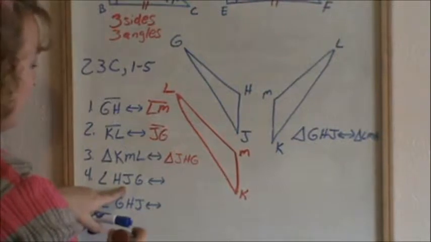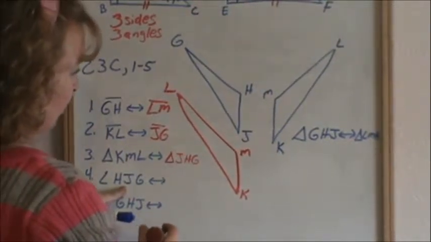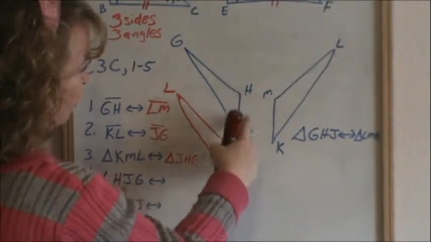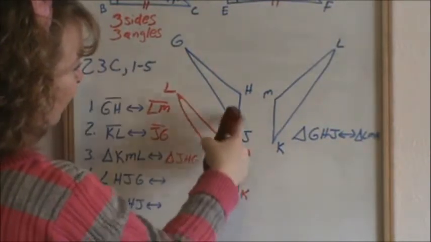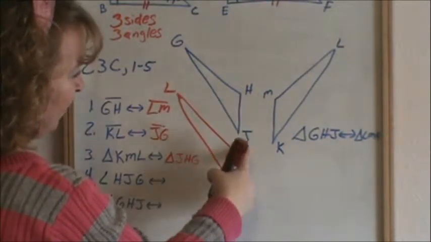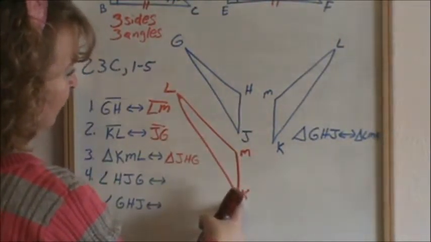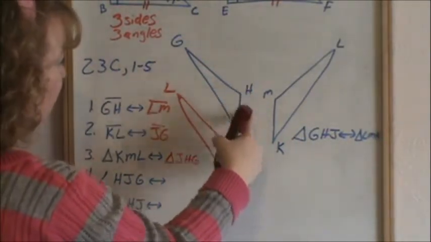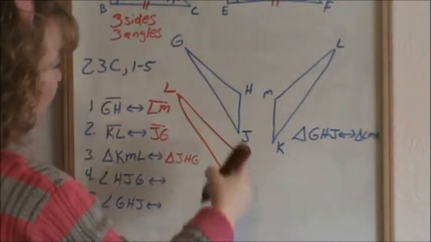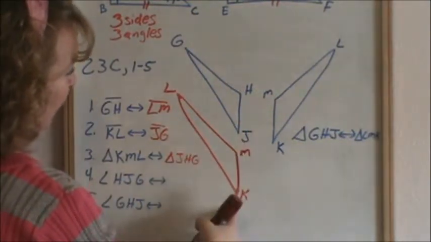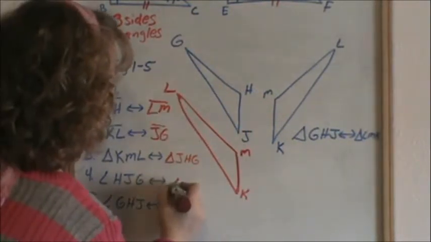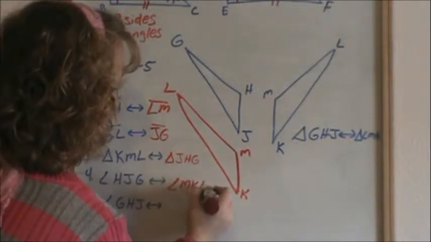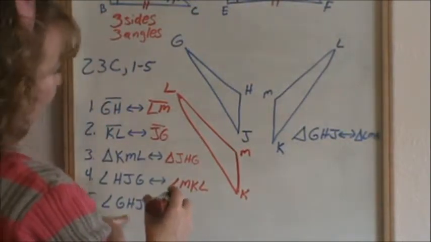Now we want to say, what does angle HJG correspond to? Well, H corresponds to M, J corresponds to K, G corresponds to L. So if we're going to say HJG in our first triangle, in the second triangle we say MKL, angle MKL.